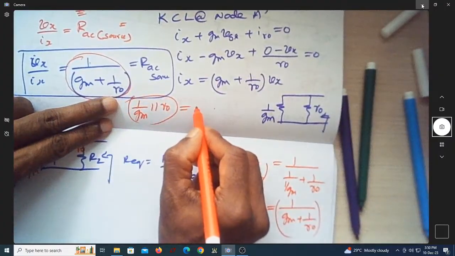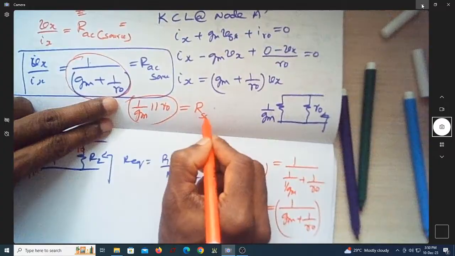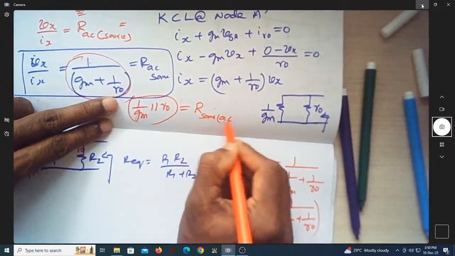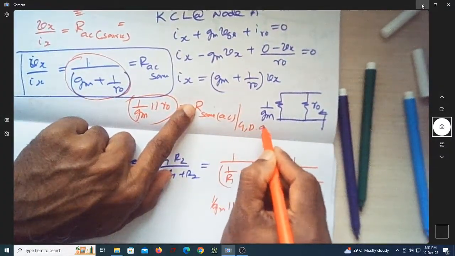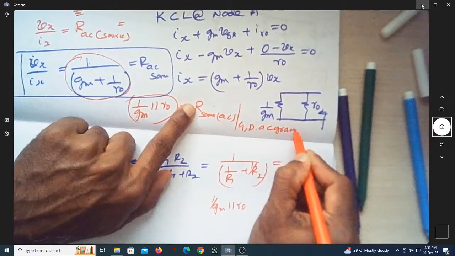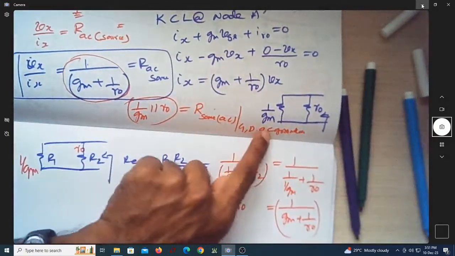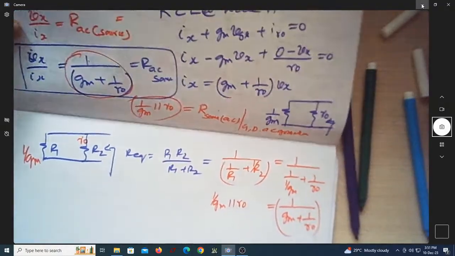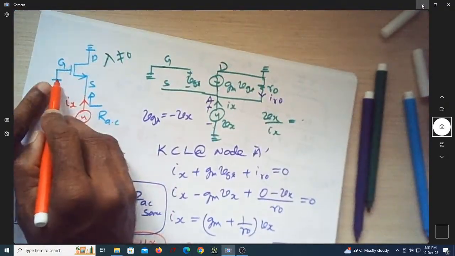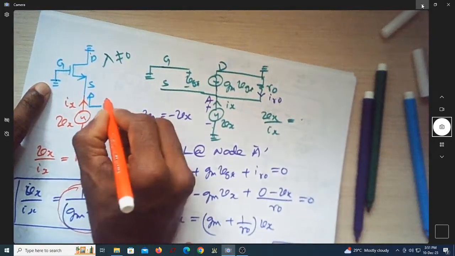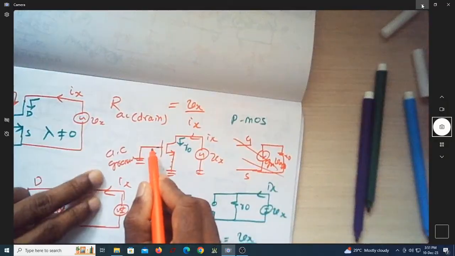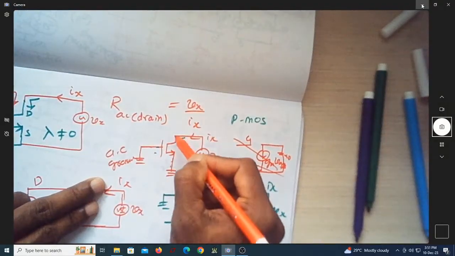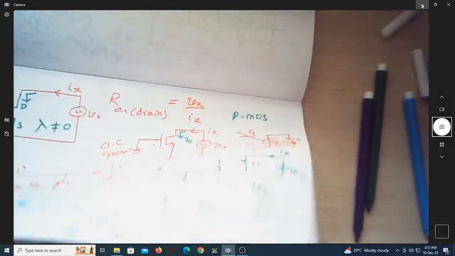This is the resistance looking into the source for an AC analysis. What is the condition? The condition is that gate and drain should be AC grounded. If these two are AC grounded, you will have this. As we saw here, this is AC grounded, this is also AC grounded. If you look towards the source, the resistance is 1 over gm parallel R0. In the previous case, we saw that when the gate is AC grounded and the source is AC grounded, looking into the drain, it was R0.